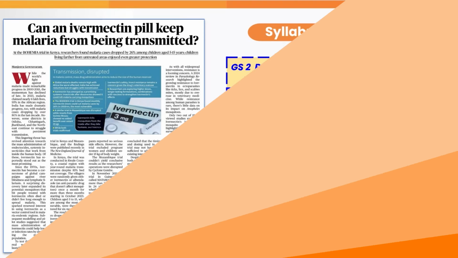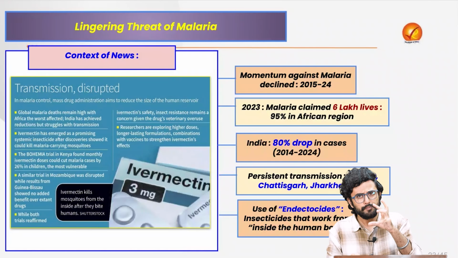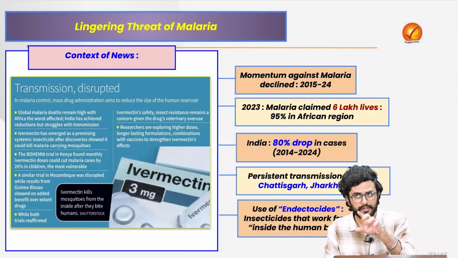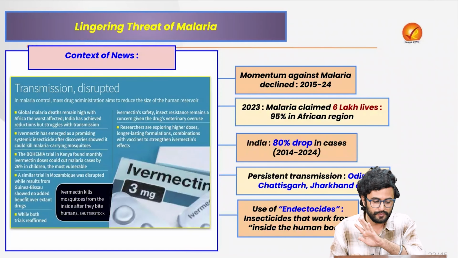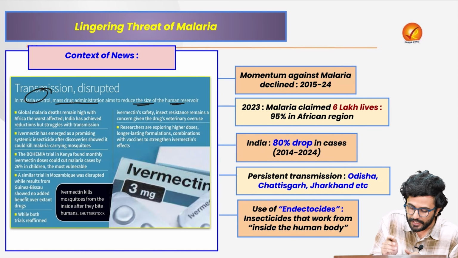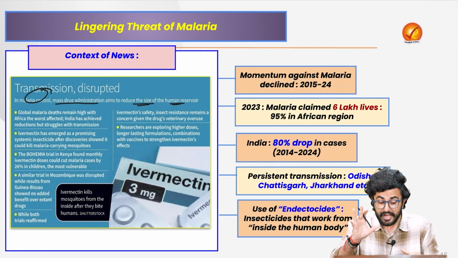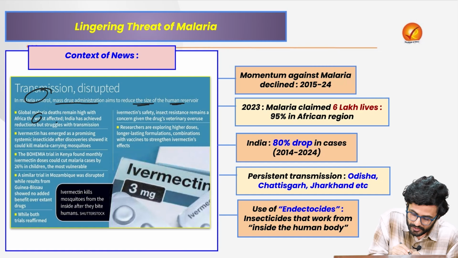where a very interesting article has appeared telling us about a very important and innovative solution to tackle the issue of malaria. So let's first see the context of the news. In malaria control, Mass Drug Administration aims to reduce the size of the human reservoir. Global malaria deaths have remained high, with Africa being the worst affected.